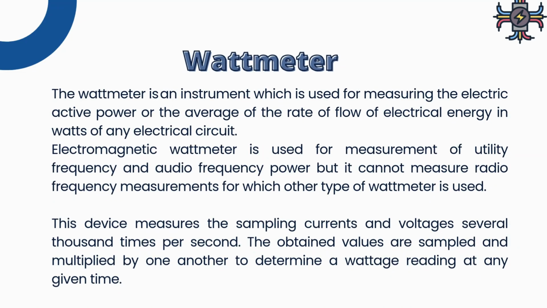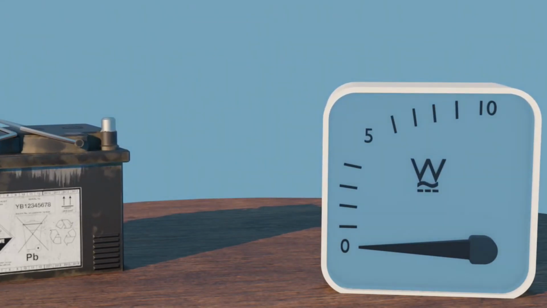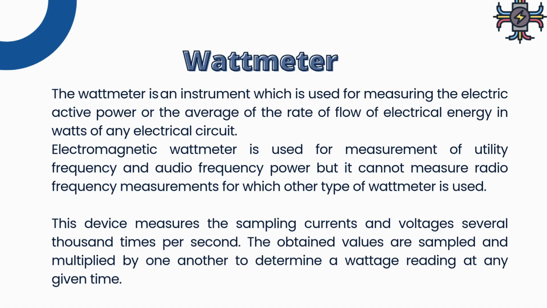Another instrument which is of importance is the wattmeter. We will be discussing this instrument in this section. A picture of the wattmeter is shown in this screen. The wattmeter is an instrument which is used for measuring the electric active power, or the average of the rate of the flow of electrical energy, in watts of any electrical circuit.